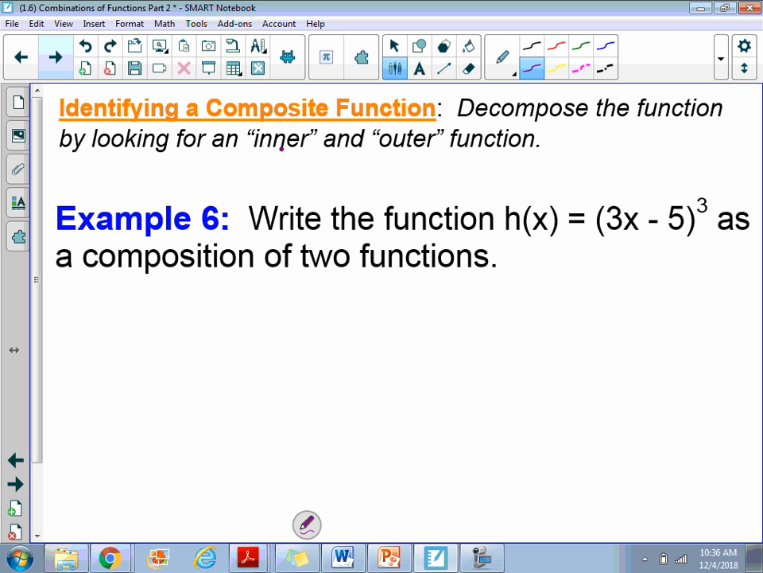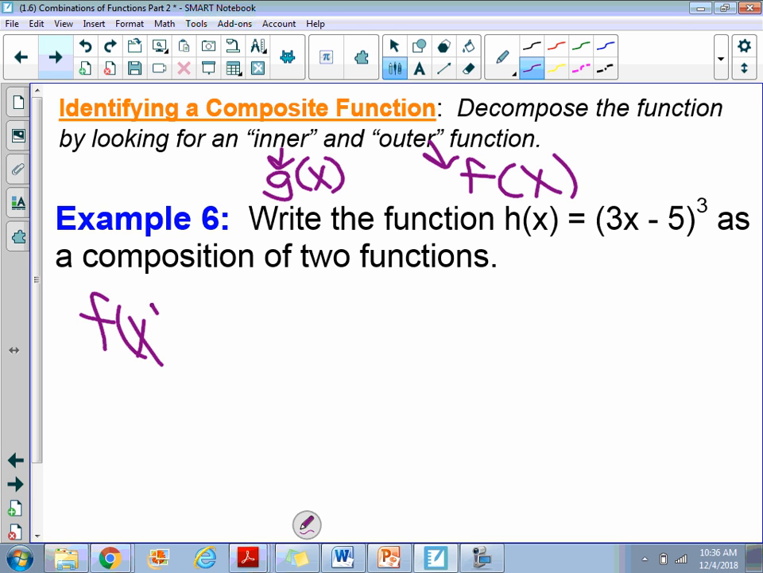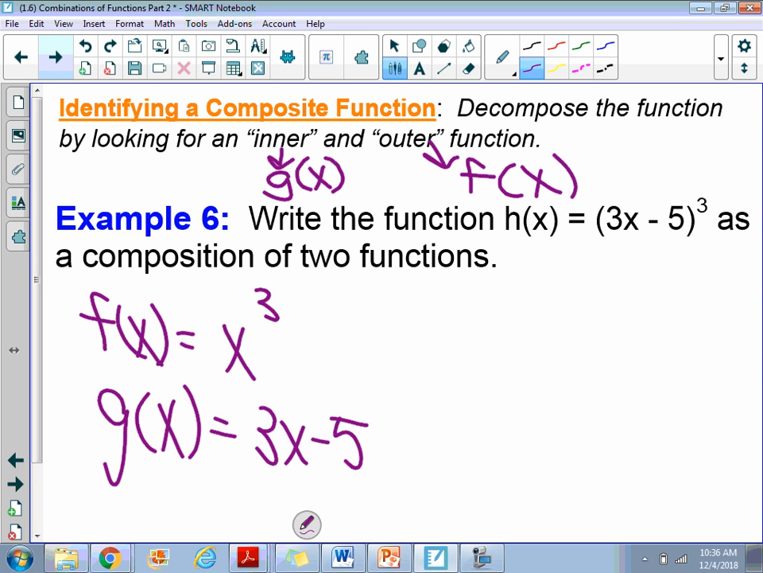Let's just say our inner is going to be the G, and our outer will be the F, just because that's kind of what we've been working with. So what could you call the G function here and the F function here? Okay, F would be x cubed, and G is 3x minus 5. Yep, that's a great answer. Because you take the original function, 3x minus 5, and you cube it. Good. Would anybody do it differently? That's the way I would probably do it too.